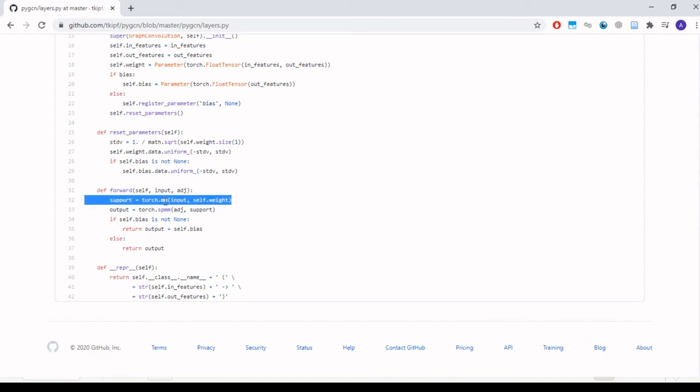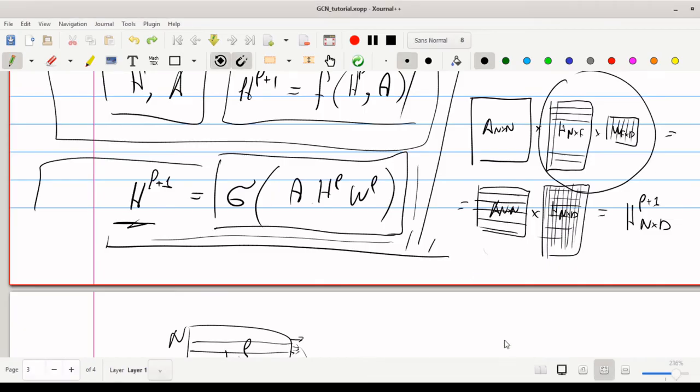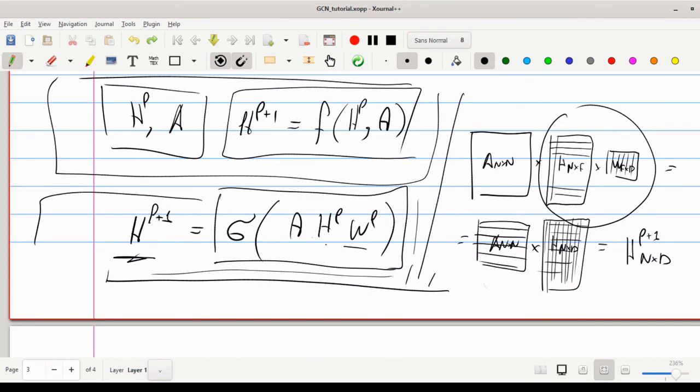MM is matrix multiplication. SPMM stands for sparse matrix multiplication. In general, the graphs could be sparse, so only a few nodes are connected to other nodes. So it makes sense to represent the adjacency matrix as a sparse matrix. But this is a technicality that doesn't really affect our general understanding. What is important here is that we're first multiplying the input by the weights. And this is exactly the same thing that we wrote down in formulas here. So first we're multiplying this.